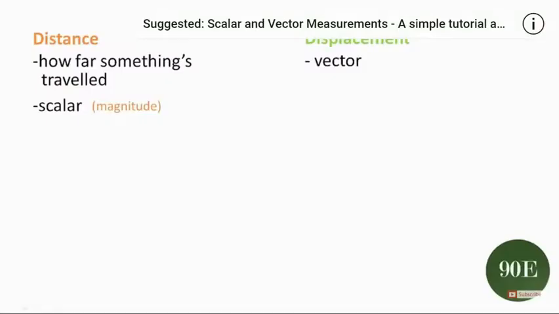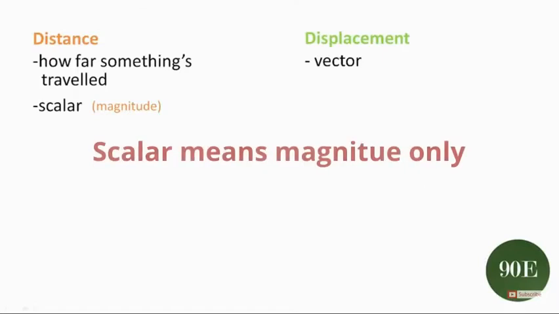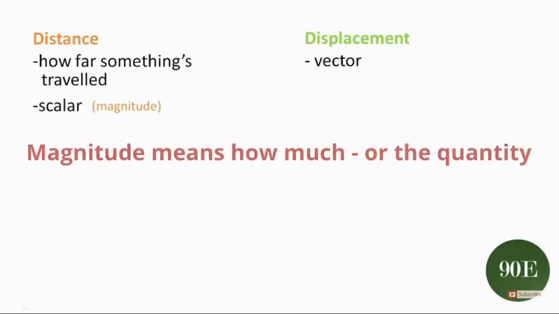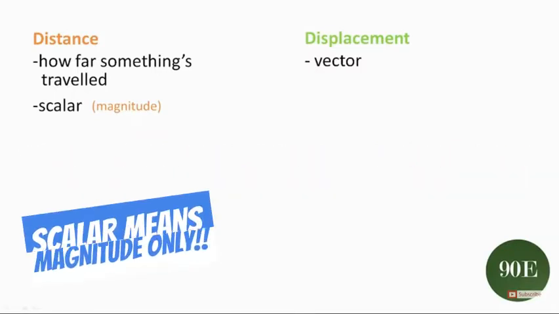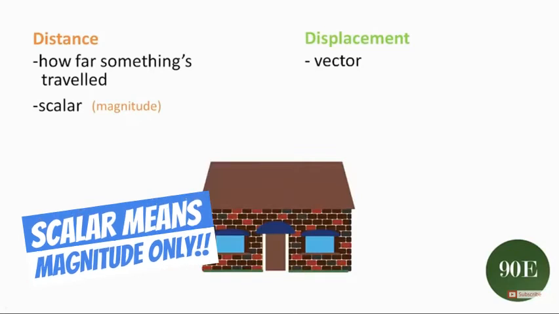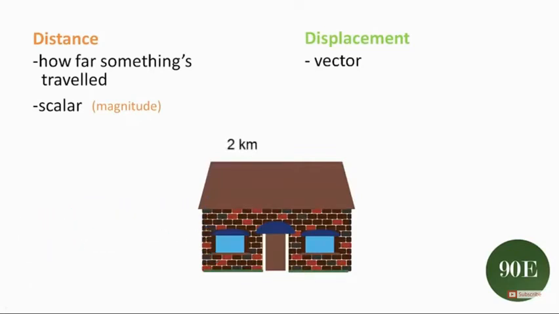So one of the first things we need to understand is we're going to have vector quantities and scalar quantities. Scalar means magnitude only. Magnitude is how much, it's just the quantity of it, the number with the label, of course, but it doesn't tell you anything about the direction. A vector is going to give you both the magnitude and the direction.